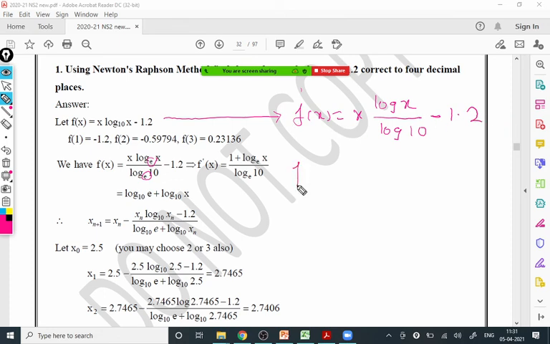Now take f dash x. F dash x equal to, this log 10 is as it is. We have to differentiate x log x, so we should use the product rule: first into derivative of second, so x into 1 by x, that is 1, plus log x into derivative of x. So 1 plus log x upon log 10 minus 1.2. That is f dash x. Is it okay? We have f of x, we have f dash x.